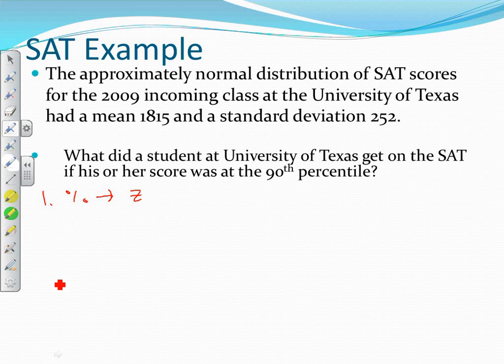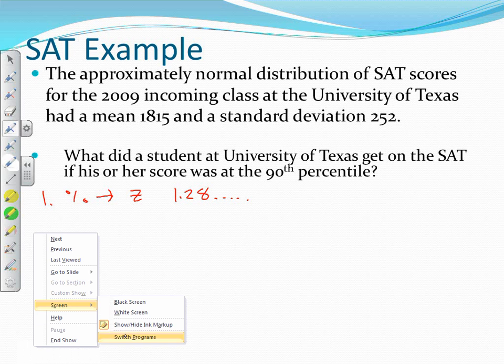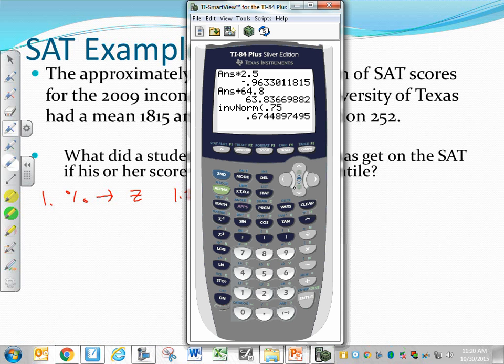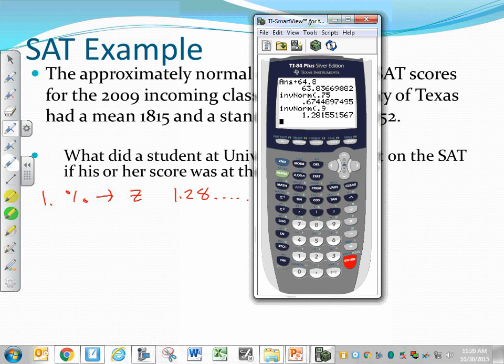What do we get? 1.28. Now, here's the key. In your calculator, it's going to be 1.28 with the other decimals behind it. Hold on to those decimals. So inverse norm of 0.9. Come down. Hold on to those, okay?